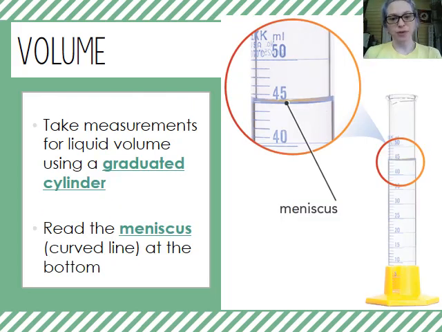In this classroom, you're going to measure volume using a graduated cylinder, and the way you read the graduated cylinder is you read along the meniscus, which is the curved line, and you have to read the meniscus from the bottom. So we would read this as 40, let me erase that. Here's 40, 1, 2, 3, 4, 5. So this is 45 milliliters.